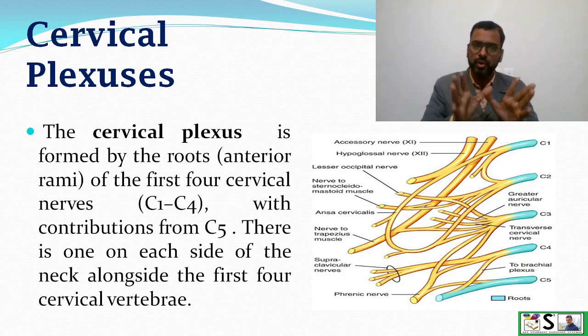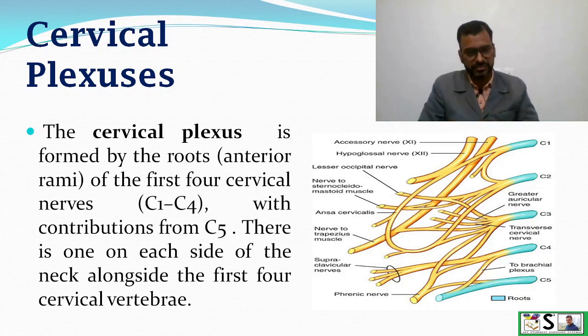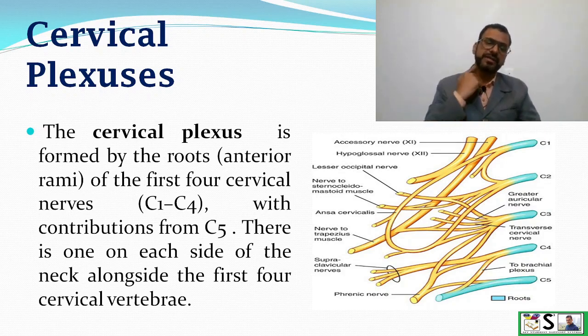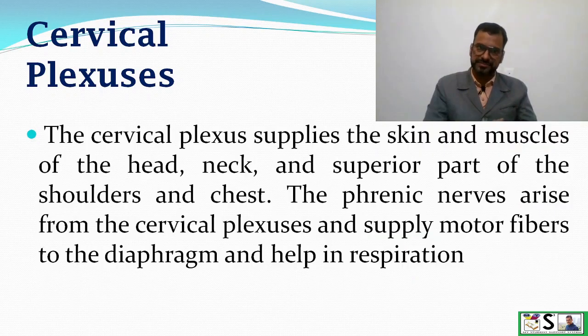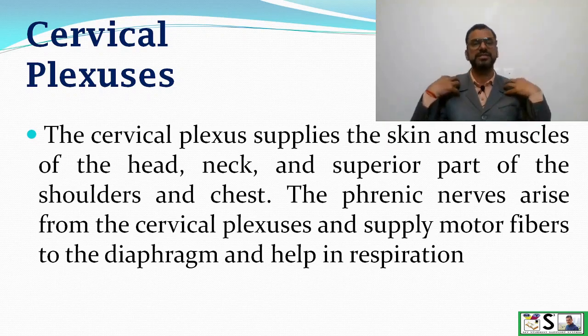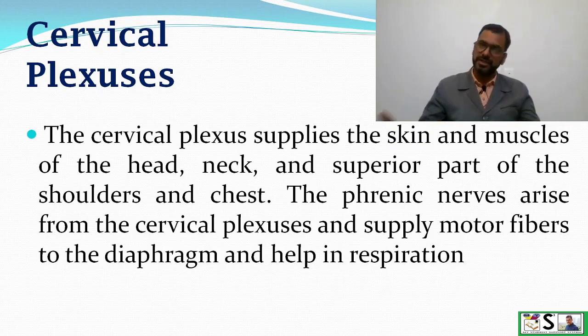The cervical plexus is formed by the roots of the first four cervical nerves, that is C1 to C4, and some part of C5. There is one on each side of the neck alongside the four cervical vertebrae. The cervical plexus supplies the skin and muscles of the head, neck and superior parts of the shoulders and chest. The phrenic nerve arises from the cervical plexus and supplies motor fibers to the diaphragm and helps in respiration.